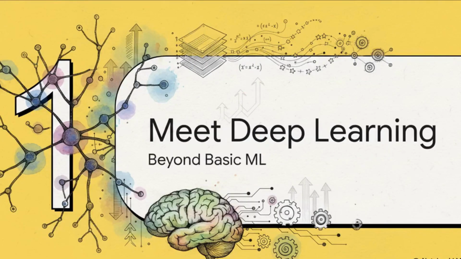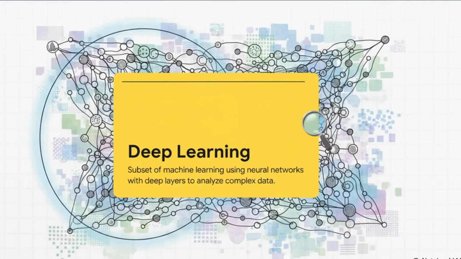Section 1. Meet Deep Learning. Beyond Basic Machine Learning. So, deep learning is actually a specialized subset of machine learning. It uses artificial neural networks packed with deep layers to analyze incredibly complex, high-dimensional data. Basically, we're stepping way beyond broad machine learning into architectures designed to handle massive, incredibly dense information.